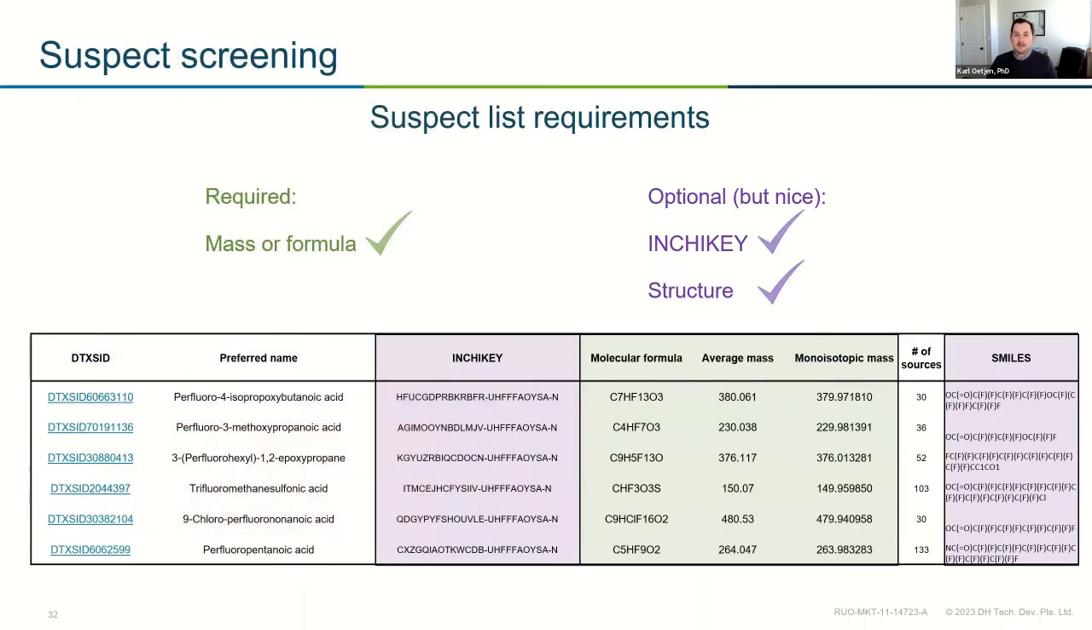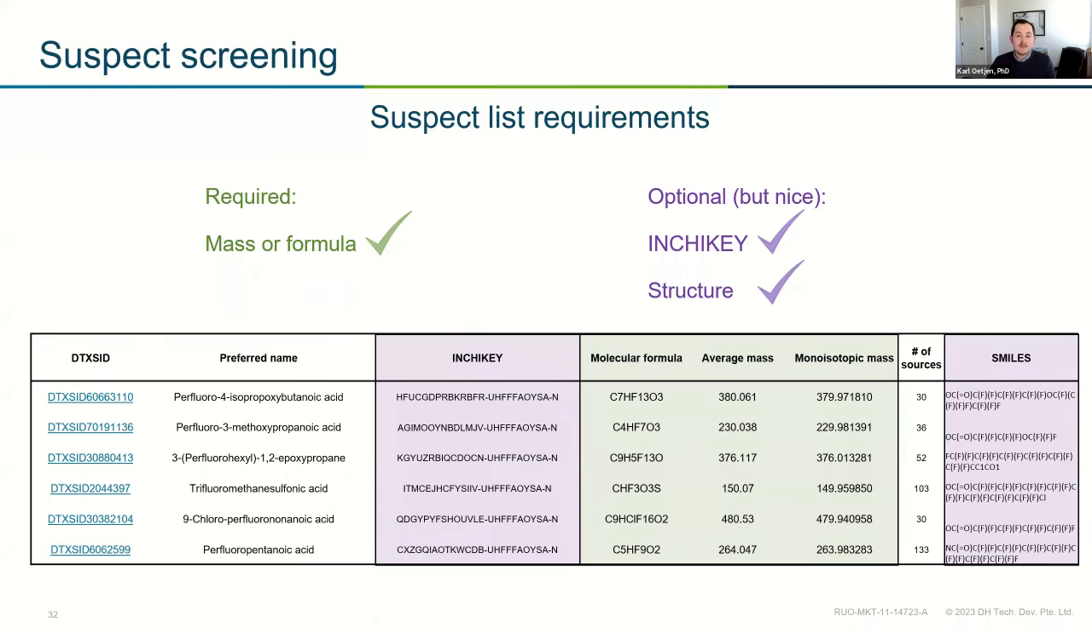But what does the suspect look like? What are we doing? Really, a suspect list in its simplest form just needs to contain a list of masses. These masses, hopefully, would be from a formula, but they don't have to be. It would just be helpful because then we can use things like isotopic information to get an idea of if this is truly my compound. But in reality, it just needs to be a list of masses.